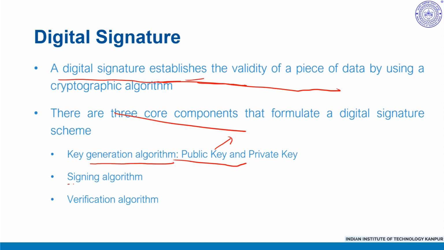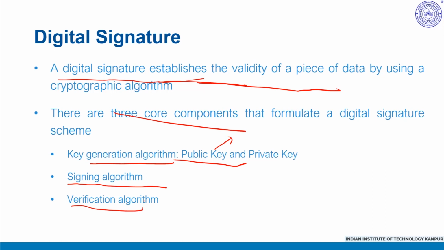The second core component is the signing algorithm. It produces a signature on the input message by using the given private key. The third very important component is the verification algorithm. It takes a signature, a message, and a public key as inputs, validates the message signature using the public key, and returns a Boolean value.